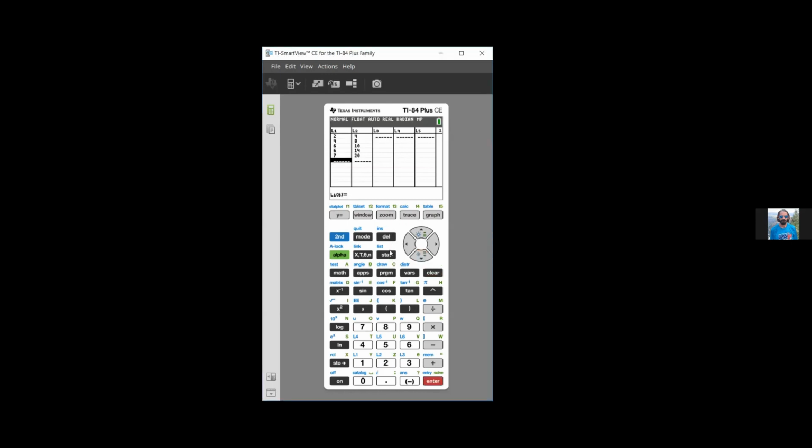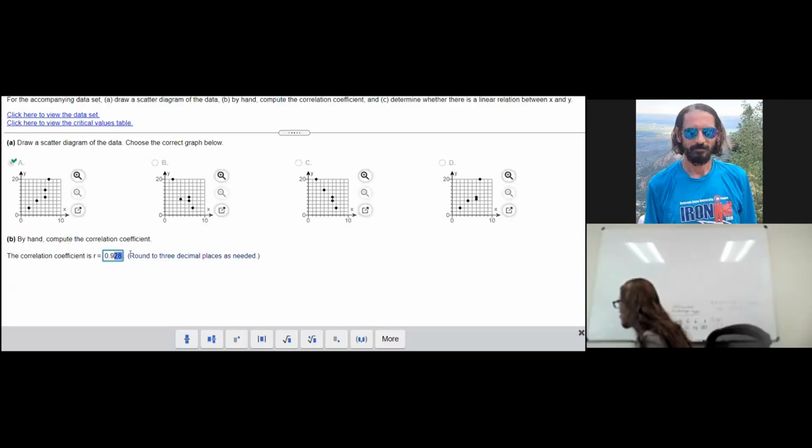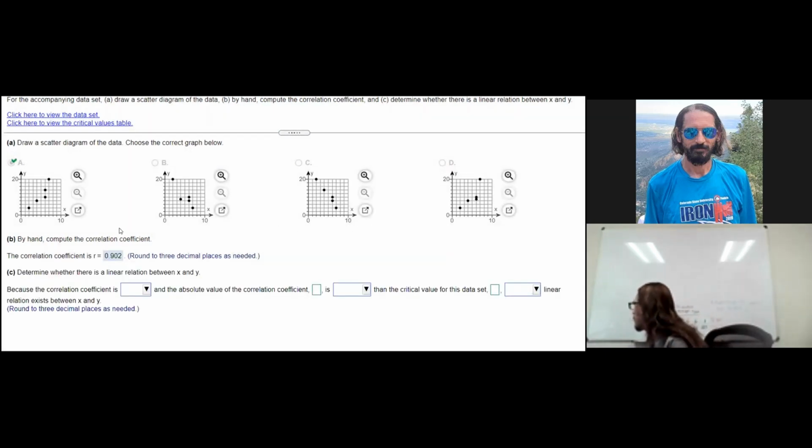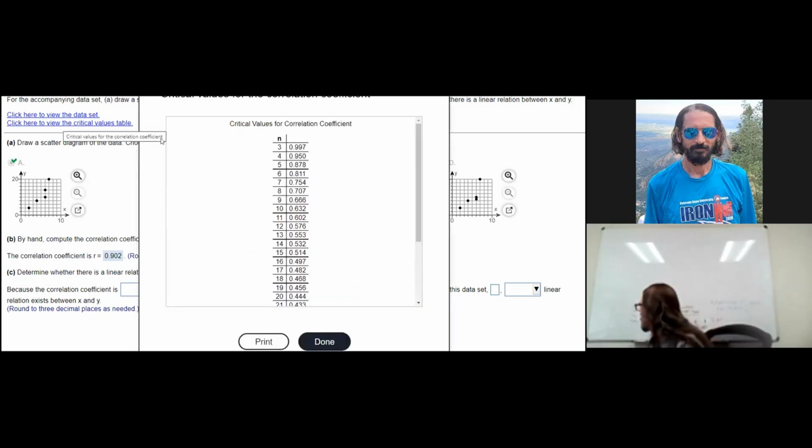So repeating Stat, Calc, and choice 4, LinReg. Now, when rounded to 3 places, that's going to be 0.902. There were 5 ordered pairs, so the critical value for this particular situation is 0.878.